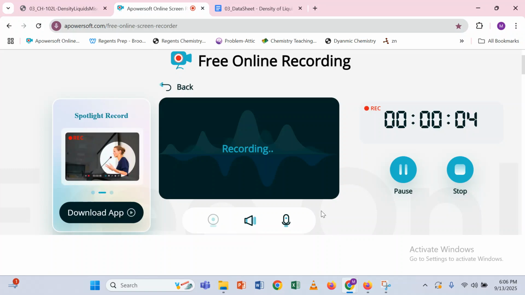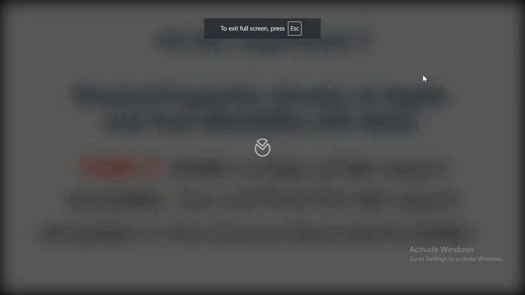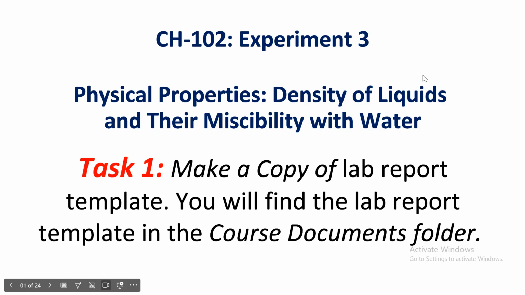My name is Professor El Hawari, and today we are going to be doing experiment number three. Experiment number three is physical properties, density of liquids, and their miscibility with water. We are going to be defining these terms. We talked about density, as you remember, in previous labs, and today we are going to be doing an experiment again with density of liquids and their miscibility.